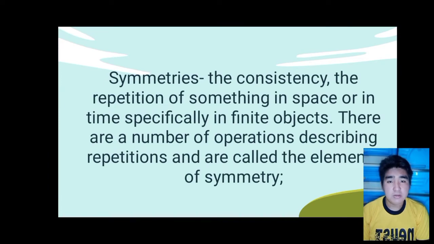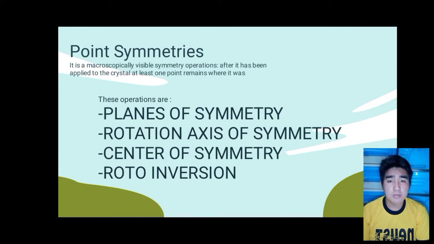Symmetry is the consistency, the repetition of something in space or in time, especially infinite objects. There are a number of operations describing repetition, called elements of symmetry. Point symmetries are macroscopically visible symmetry operations. After one has been applied to a crystal, at least one point remains where it was. There are planes of symmetry, rotation axes of symmetry, center of symmetry, and roto-inversion.